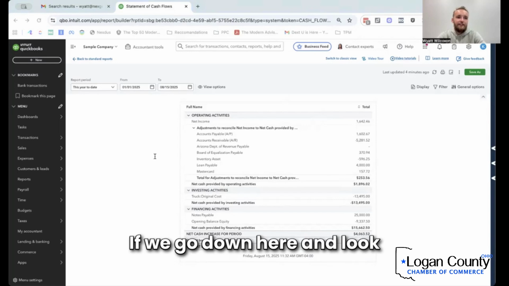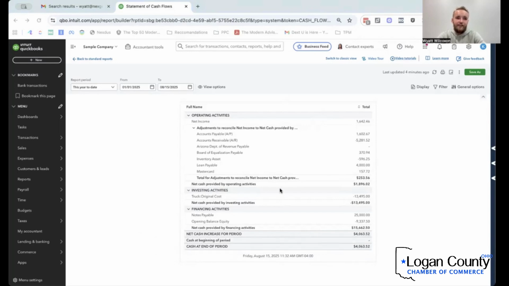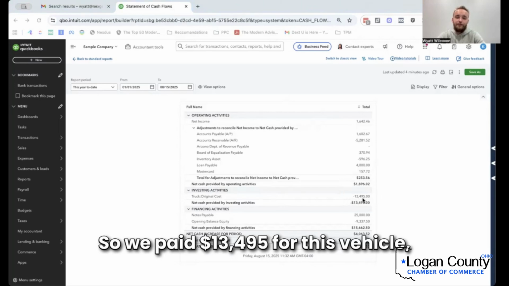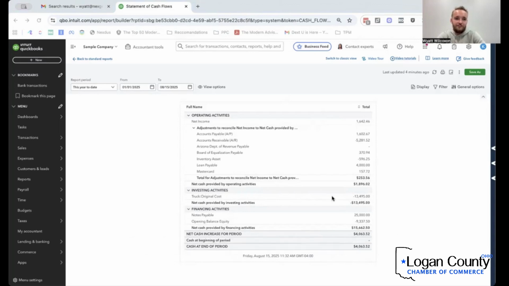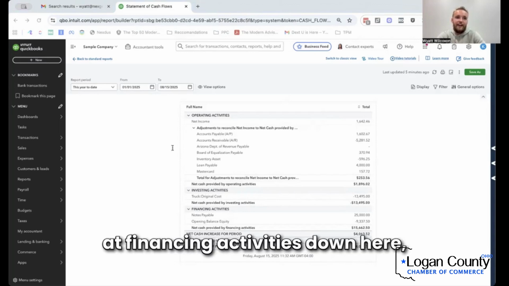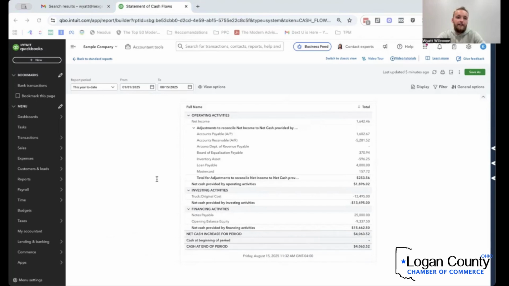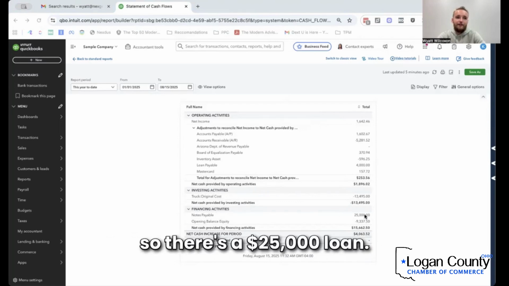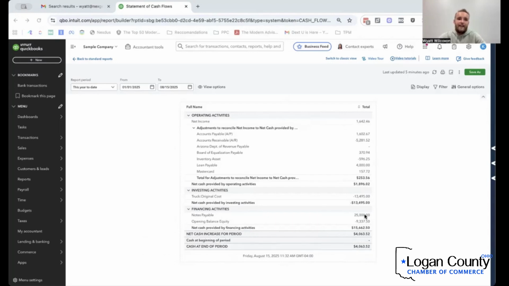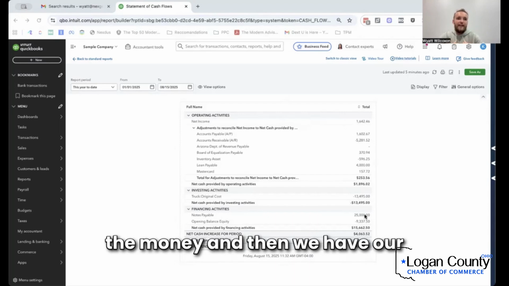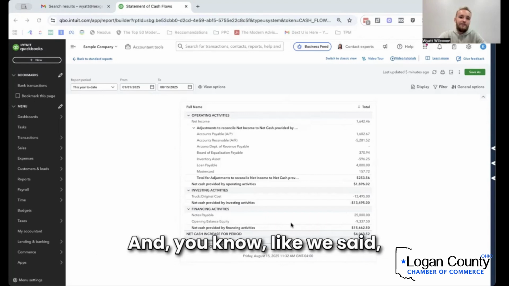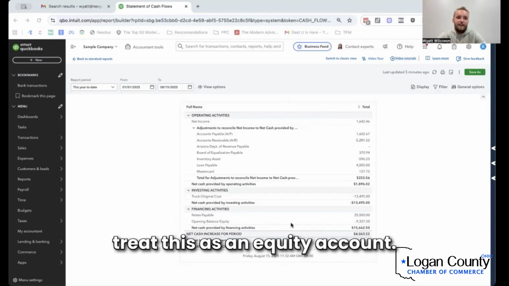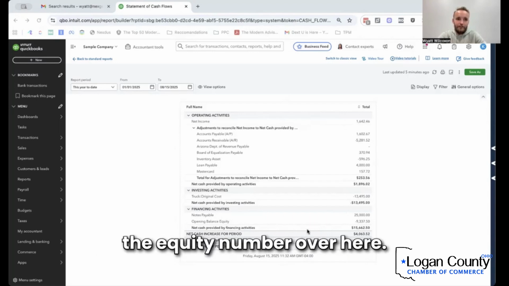If we go down here and look at investing activities, we paid $13,495 for this vehicle, and the cash went out to buy it. So that is going to reduce cash. Then if you go look at financing activities down here, we have our notes payable. So there's a $25,000 loan. We borrowed money, and so we get the money, and then we have our opening balance account over here. And, like we said, we're going to just treat this as an equity account. So this is going to be the equity number over here.